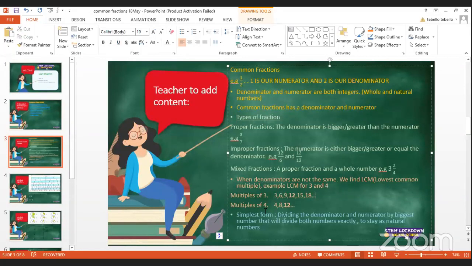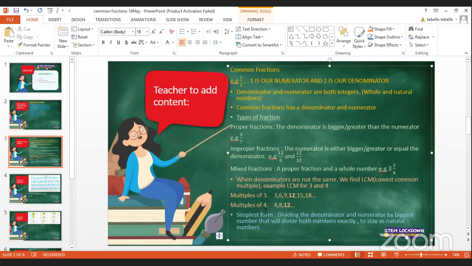Right. Okay, so let's go to the simplest form. Guys, when you are calculating your fractions, multiplying, adding, or subtracting your fractions, you will need to convert them to their simplest form.